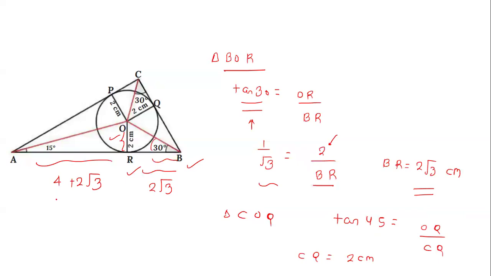And previously I had talked about this length AR is equal to the AP. So this length is also equal to 4 plus 2 root 3. And if BR is equal to 2 root 3, then this BQ is also 2 root 3.